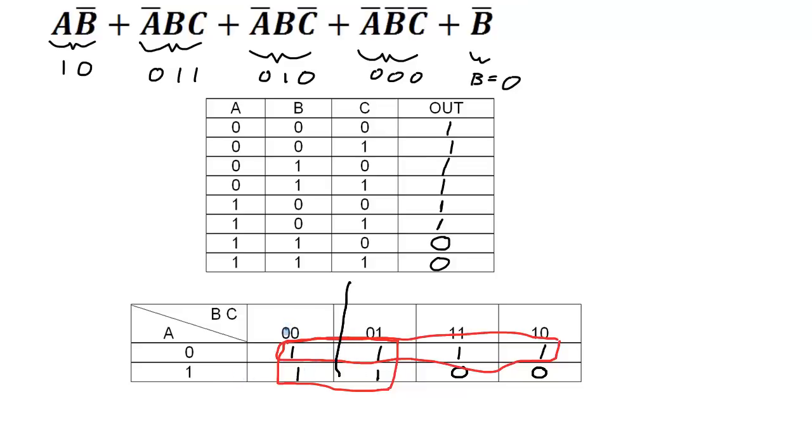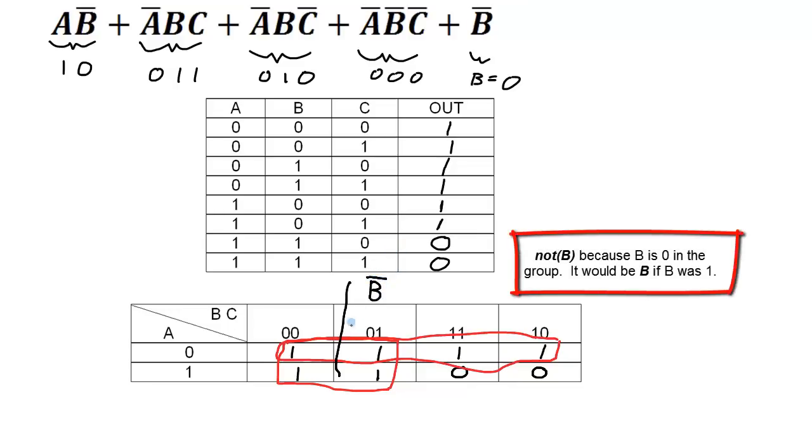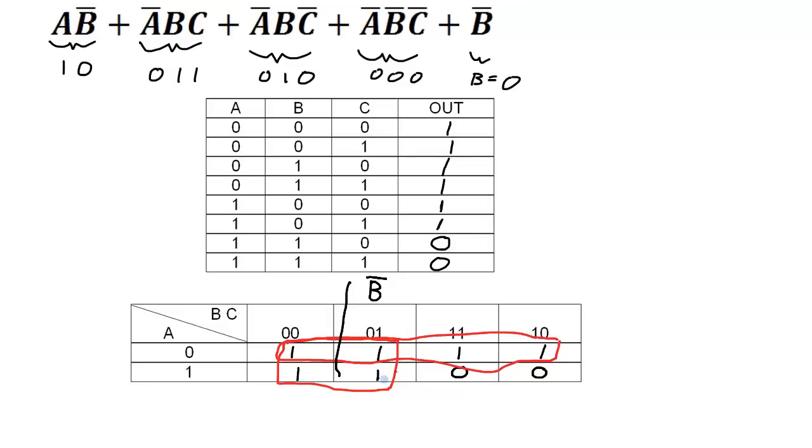B is a 0 in this column and B is a 0 in this column, so B doesn't change within that box. So the term, one of the variables in this expression for the box is going to be not B. We see that C is a 0 here, C is a 1 there. So this particular grouping here is a not B grouping.